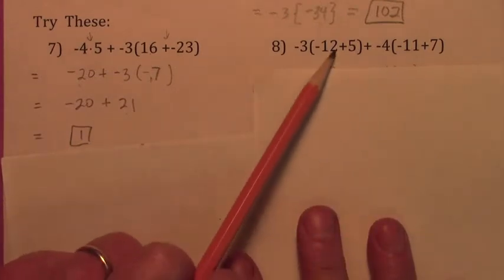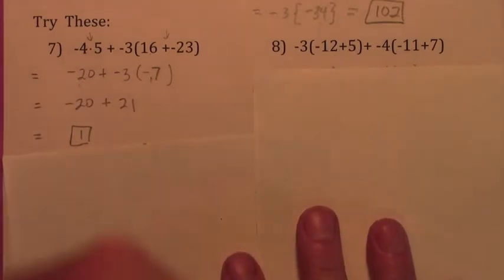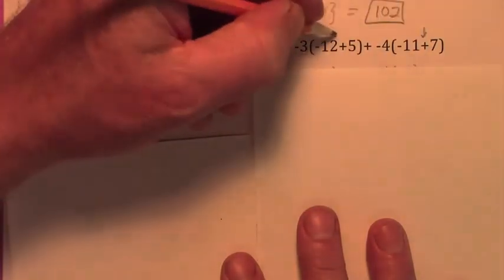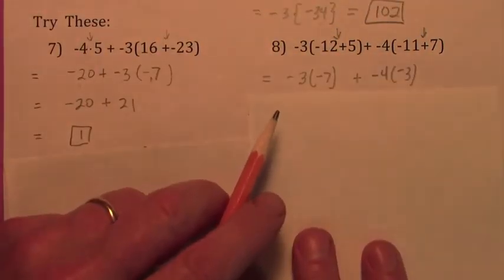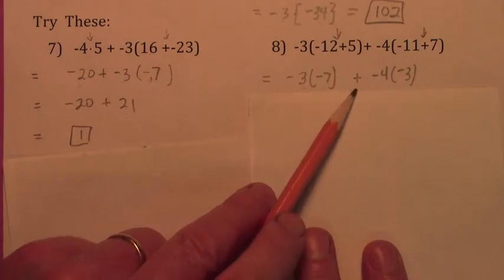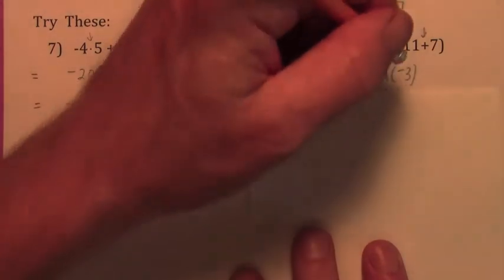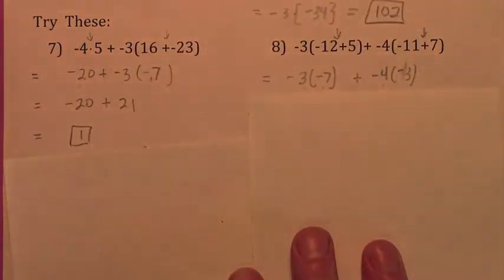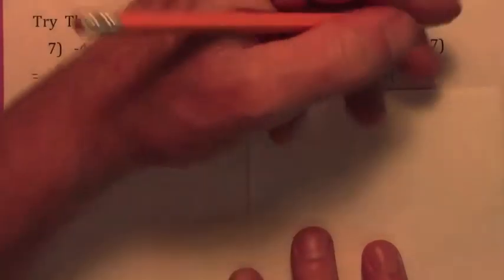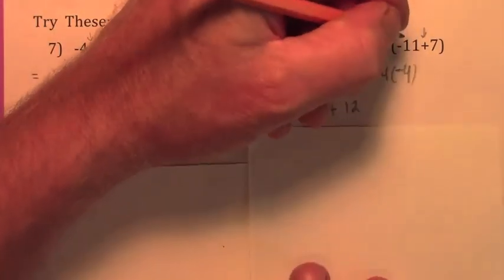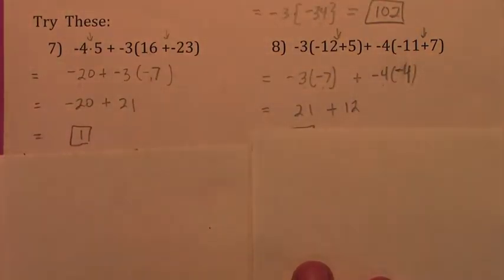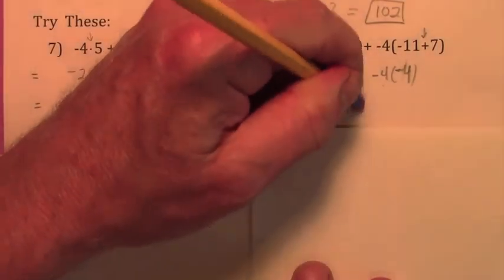All right, on this next one, we would work inside the parentheses, right? We're going to do the additions inside the parentheses first. Write the whole problem down. It's negative 3 times negative 7 plus negative 4 times, whoops, negative 11 plus 7. Hey, that's not negative 3, is it? Isn't that negative 4? So I made a mistake. Happens. Definitely happens.